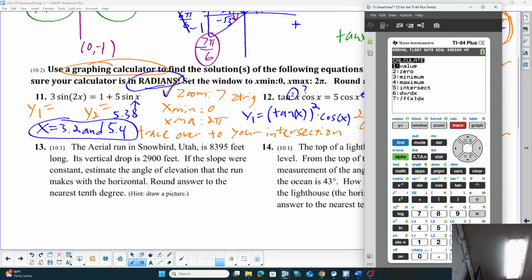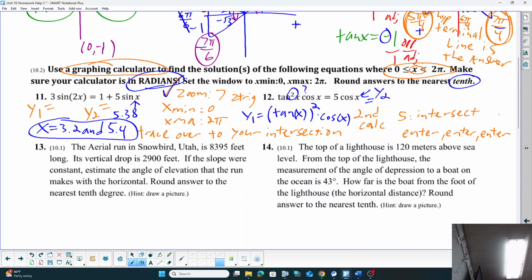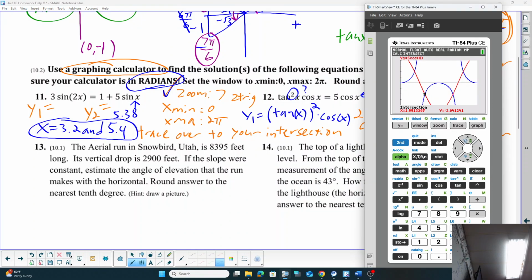So second calc, we go to option 5, intersection, enter, enter, enter. And so that's going to be 1.99 or just 2. So that would be x equals 2. I think there was one just before it, so let me see. So you try the rest of these on your own. You go ahead and get those other intersections.